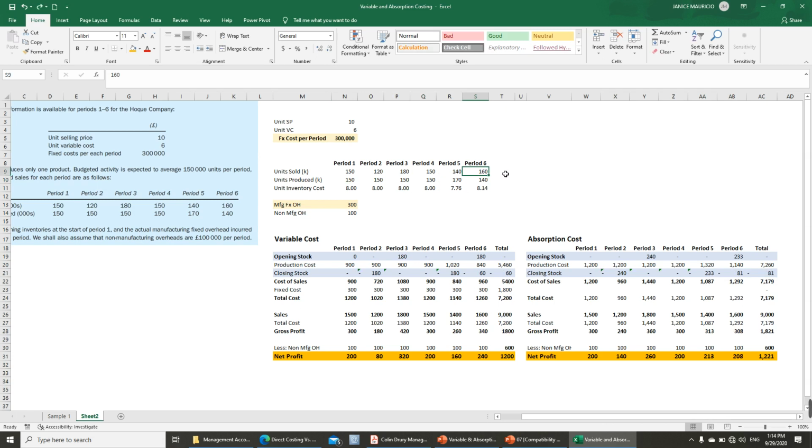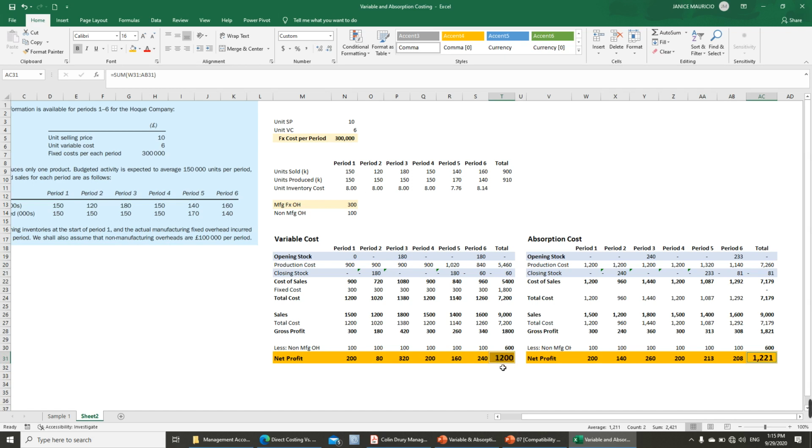So, ang ginawa ko, nakita nyo? So, ginawa ko, meron akong total units sold for the period is 900, period 1 to period 6, and then total units produced for the period is 910. Ngayon, nakikita nyo na mas mataas ng bahagya ang profit ni absorption cost versus variable cost. Now, if I will try to tweak one of the numbers here so that the units sold will be equal to the units produced, tignan nyo ang mangyayari, ha? Yan, takihan natin. So, 1,200 or 1.2 million and then 1,221 sa absorption costing.